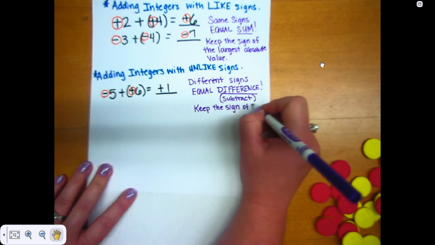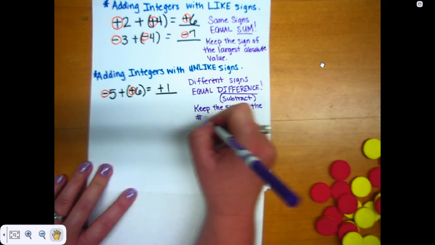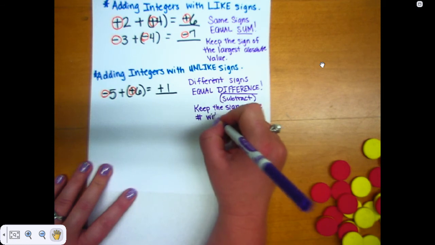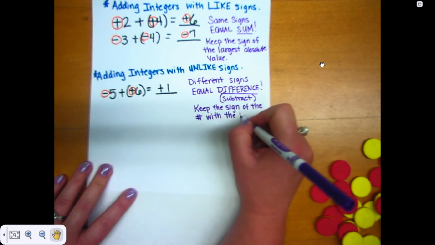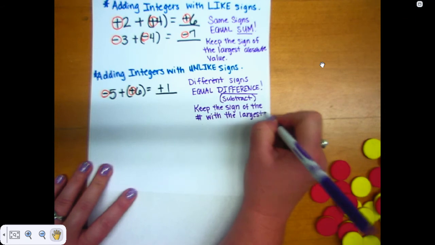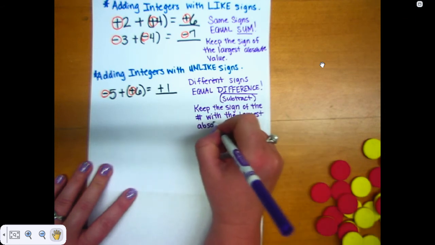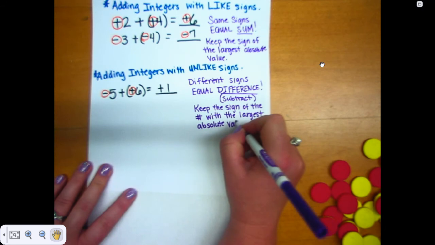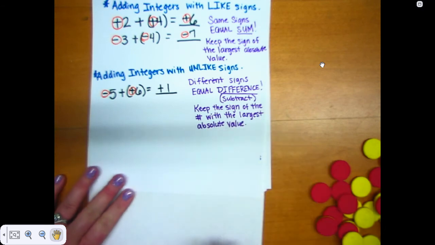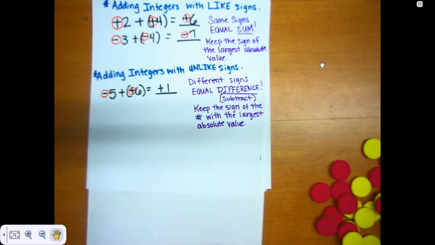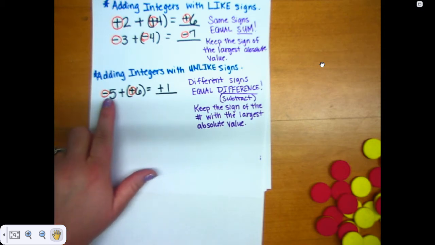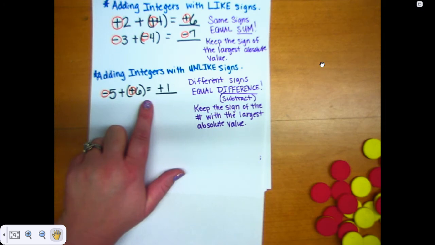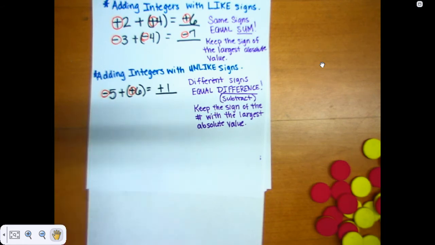And you're going to keep the sign of the number with the largest absolute value. Keep the sign of the number with the largest absolute value. Which one here has the largest absolute value? -5 or +6? +6. I'm sorry. The largest absolute value would be the 6. It's positive, so my answer is also positive.